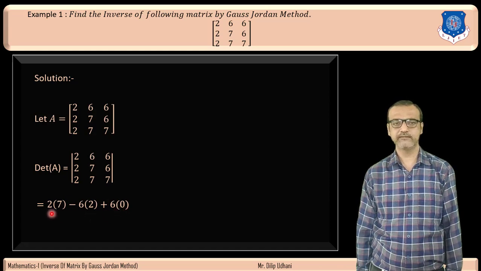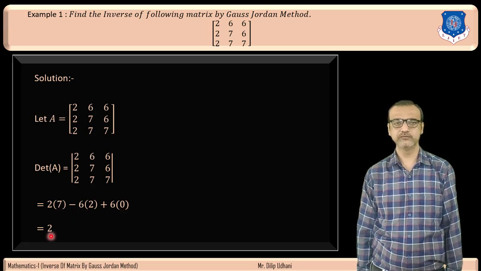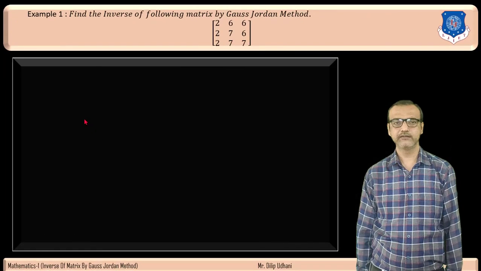Now we will simplify this expression. 2 times 7 is 14, minus 6 times 2 is 12, plus 6 into 0, that is 0, and 14 minus 12 is 2. And this is a non-zero value. Here determinant of A is a non-zero value. Therefore A inverse exists.